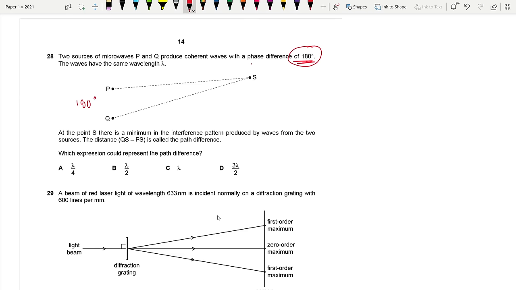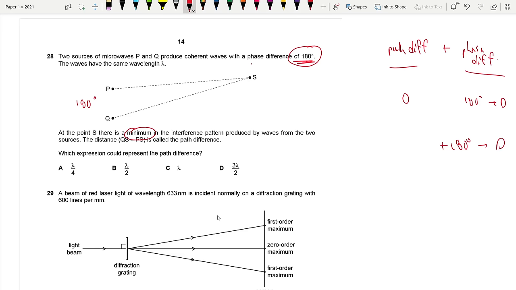Okay, so if they were to meet at a point where there's path difference zero, we would see destructive superposition, because even though the path difference is zero, the initial phase difference is 180. So two factors determine what pattern you'll be seeing: the path difference and the phase difference. Even if the path difference is zero, but the phase difference is 180 degrees, you're going to see destructive superposition. Now, at the point S, we are seeing a minimum. Do you understand? That means we're seeing destructive superposition.